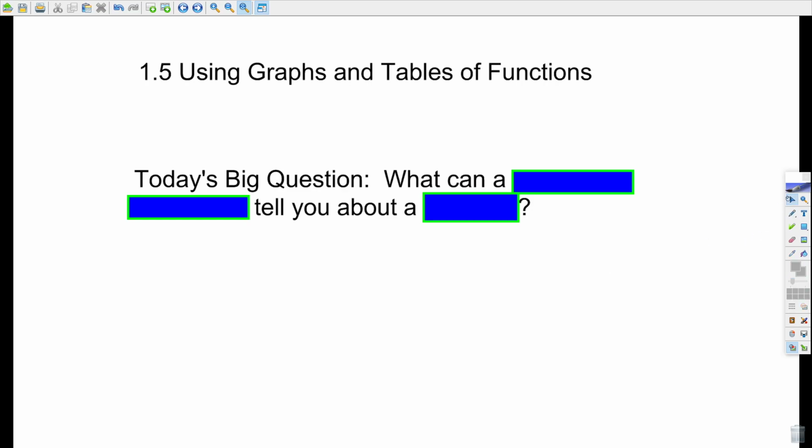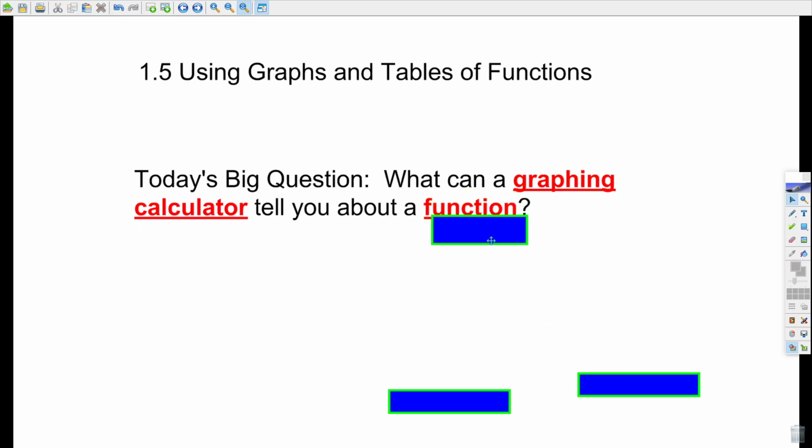Okay, so for 1.5, we're going to be doing tables and graphs and kind of reading them and seeing if we can figure them out. What can a graphing calculator tell you about a function? Although we're going to be doing it online, it still functions the same way.